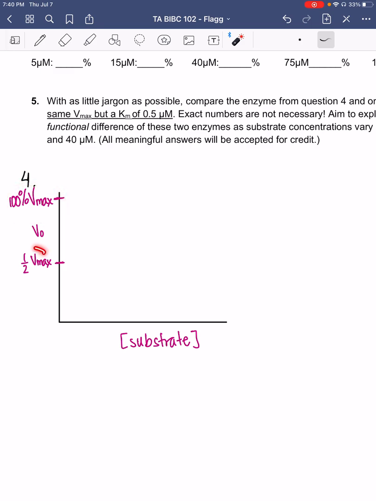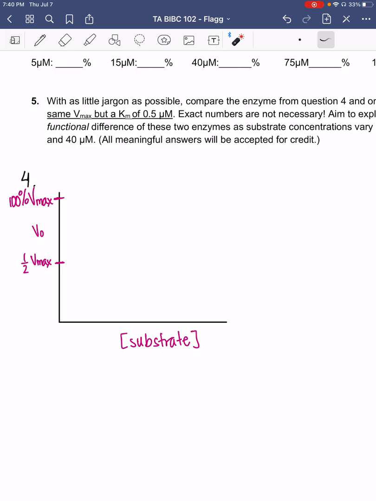So if this is 1/2 Vmax, then somewhere here we will have 3/4 of Vmax, and somewhere over here we will have 1/4 of Vmax. Okay, or we can say that in percentages. We'll say 25% Vmax here and 75% Vmax over here. So hopefully that makes sense.